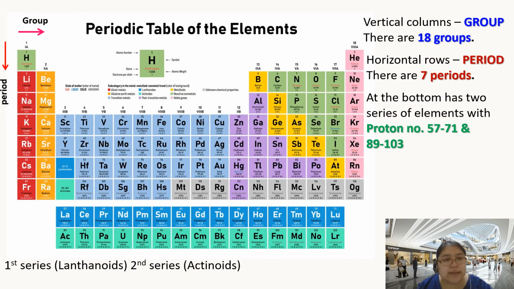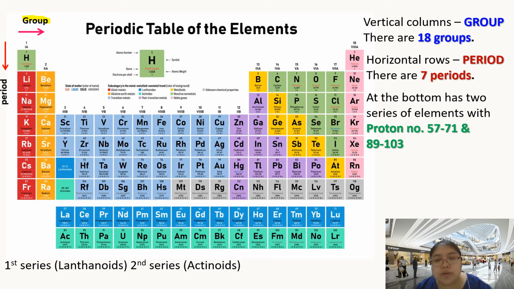Okay, we're going to see the next one. This is the periodic table of the elements. We need to know how this table is arranged. Let's see the first part. We go vertical, from the bottom going up. We call this vertical a period. How many periods do we have here? We have 18. 1, 2, 3, 4. Then we need to count.